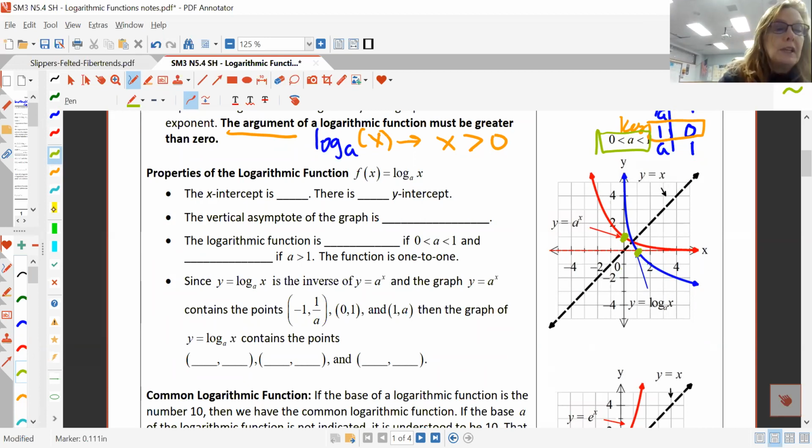So properties, what are my properties on this set? The x-intercept is 1, 0. Okay, unless you're moving things. So if you're adding and subtracting numbers, you can change it, but your default intercept is 1, 0. There is no y-intercept. The vertical asymptote, so the guideline that logarithms approach at some point, is x equals 0.